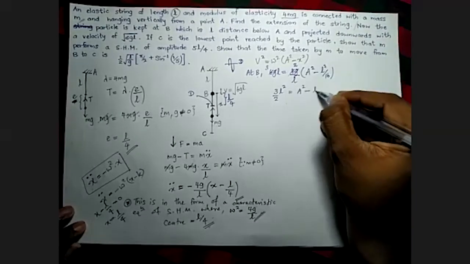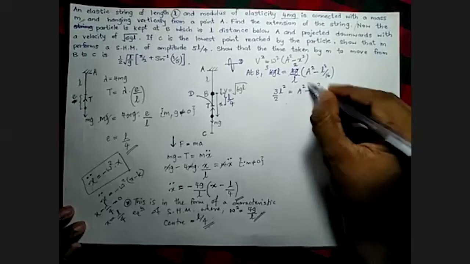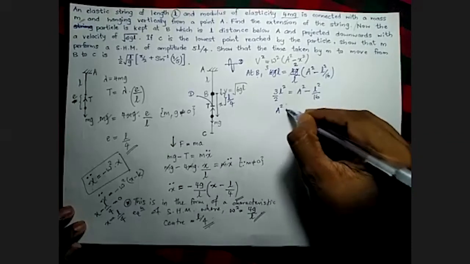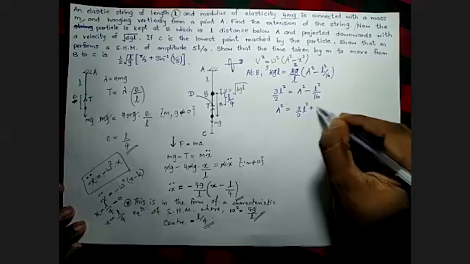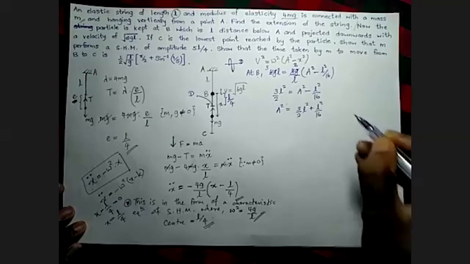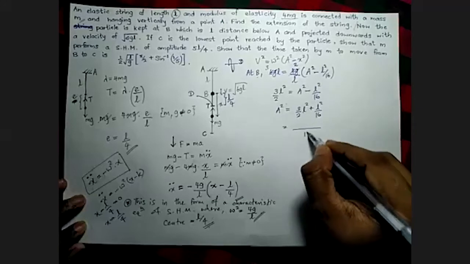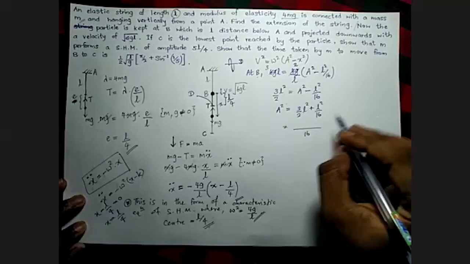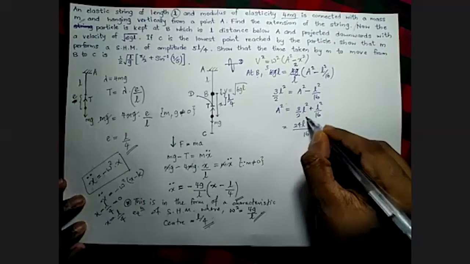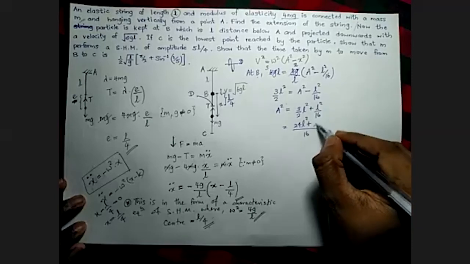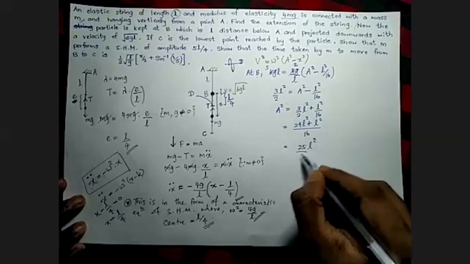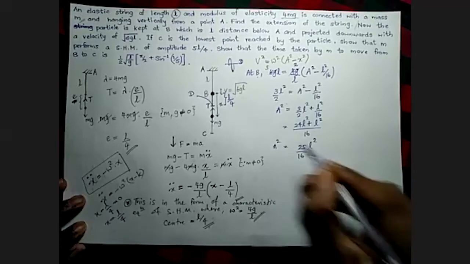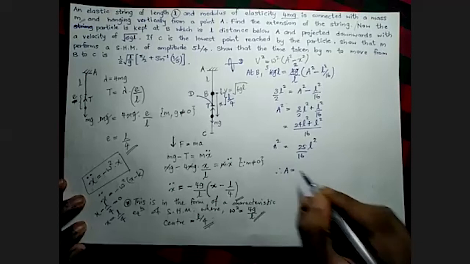Amplitude square is minus L square over 16. Now subtract: A square equals 3 over 2 L square plus L square over 16. Common denominator 16: 24 L square plus L square, which is 25 L square over 16. That is amplitude square. Therefore, what is amplitude?